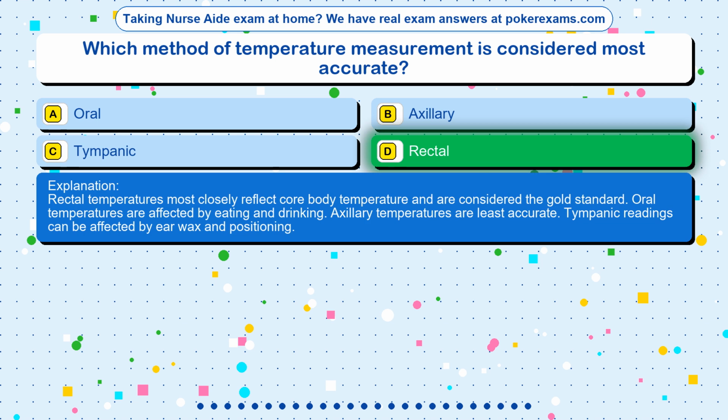Rectal temperatures most closely reflect core body temperature and are considered the gold standard. Oral temperatures are affected by eating and drinking. Axillary temperatures are least accurate. Tympanic readings can be affected by earwax and positioning.